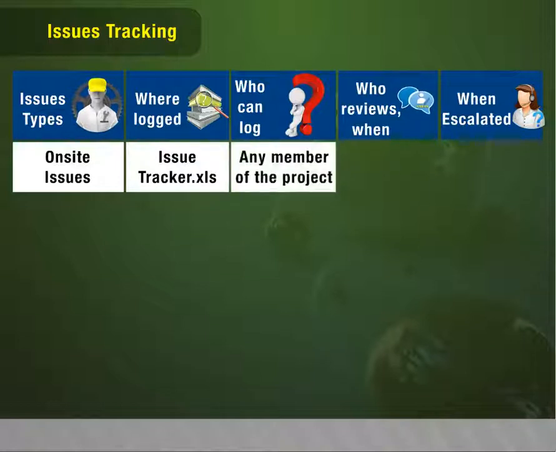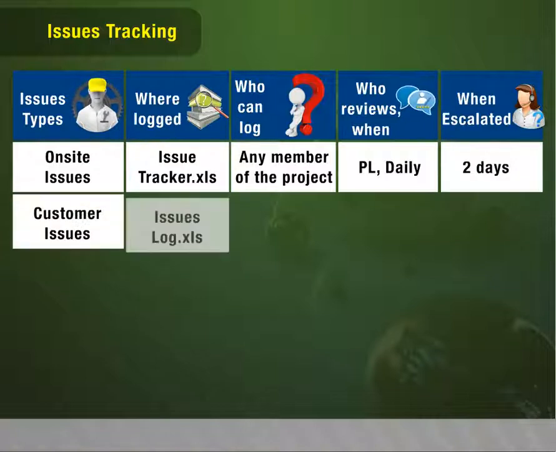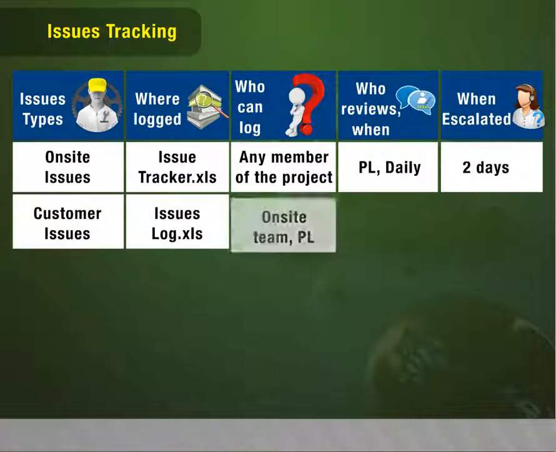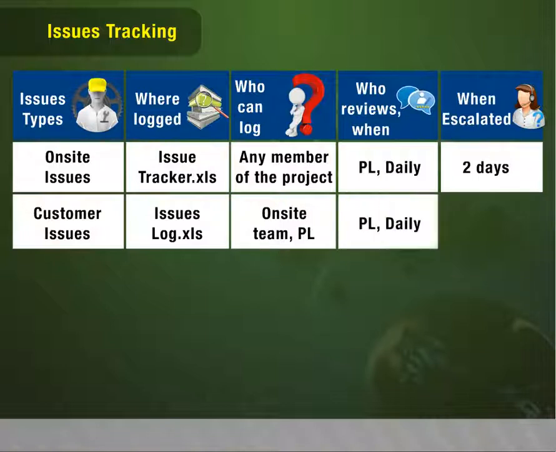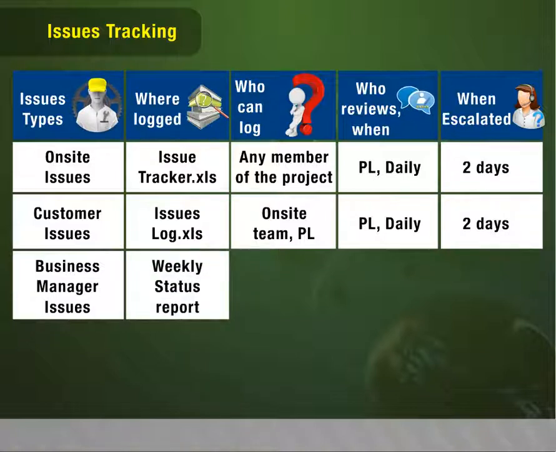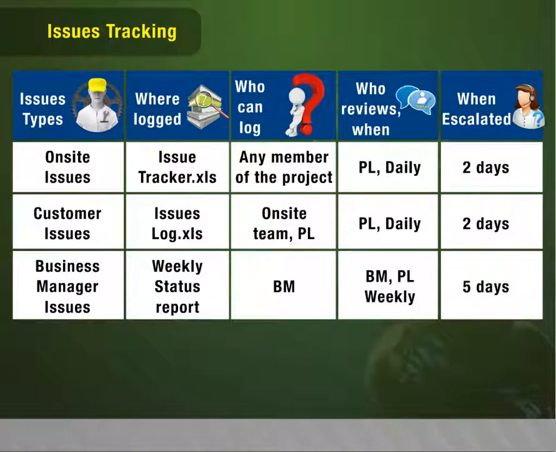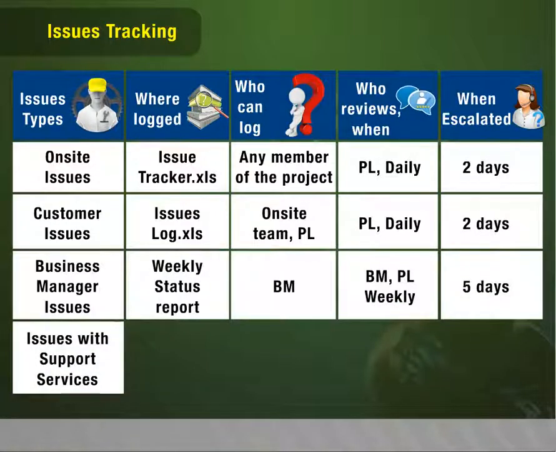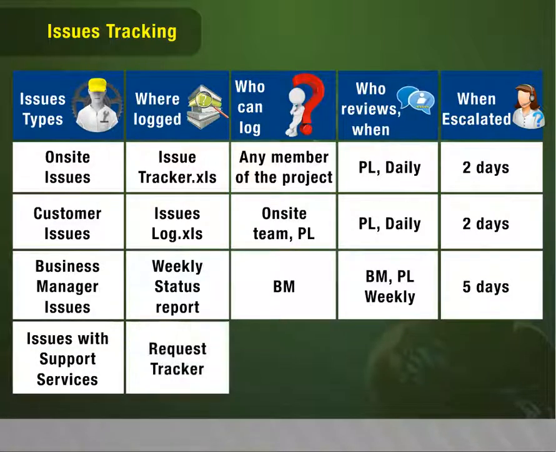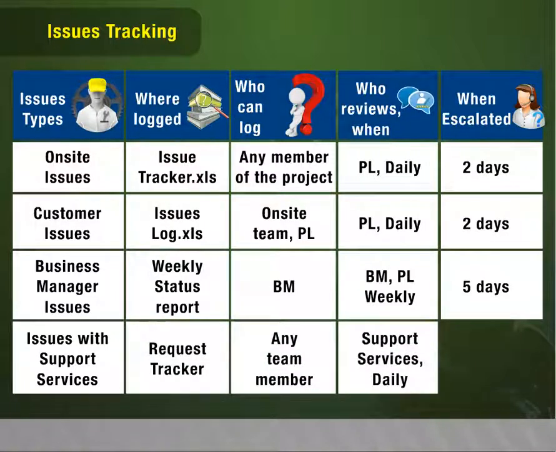Any member of the project. PL, daily, 2 days. Customer issues: Issues log.xls, on-site team, PL, daily, 2 days. Business manager issues: weekly status report, BM, PL, weekly, 5 days. Issues with support services: request tracker, any team member, support services, daily, 2 days.